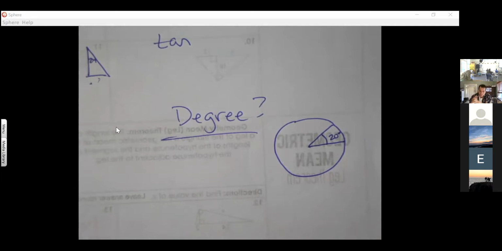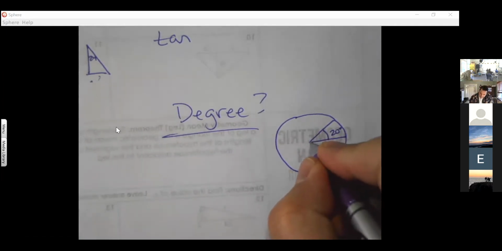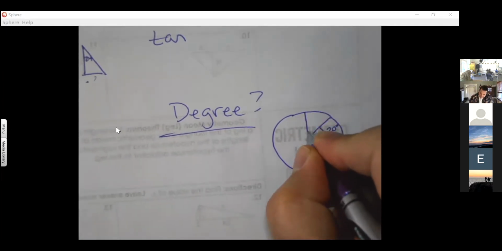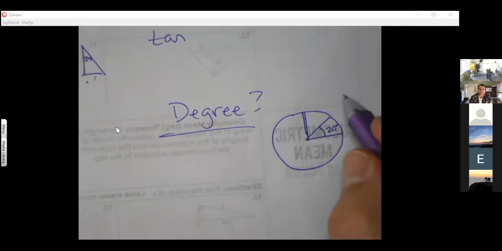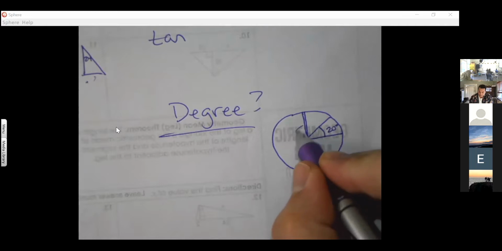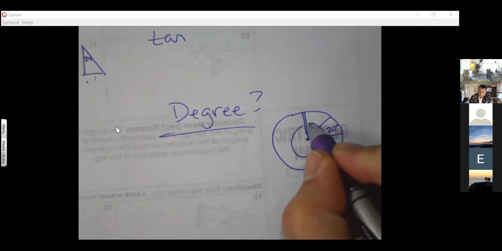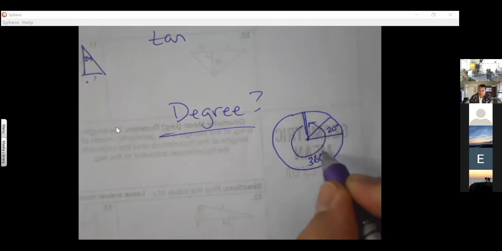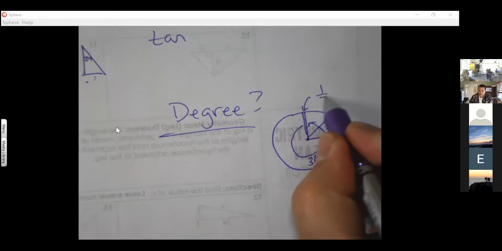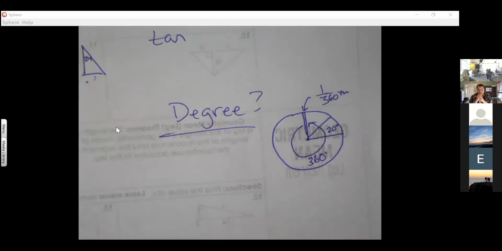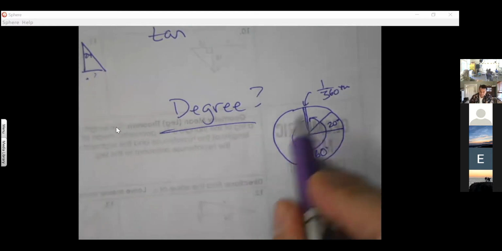So in the same way, a degree is actually when you take a circle and you slice it up specifically into 360 parts. Right? There's 360 degrees in a circle. Therefore, 1 degree is 1/360th of a circle. And that's all it means. But the important thing is that we do recognize that a degree is 1/360th.